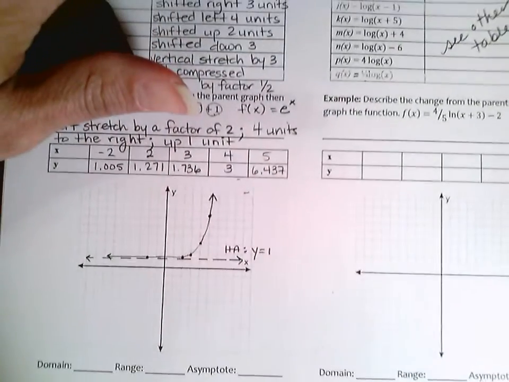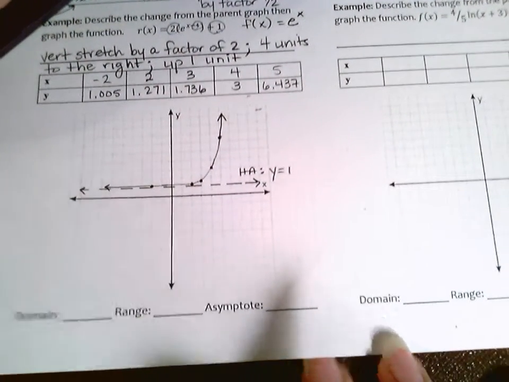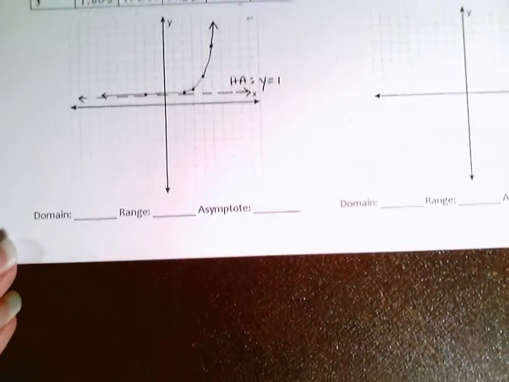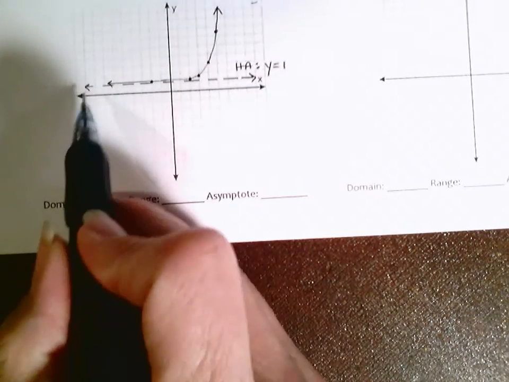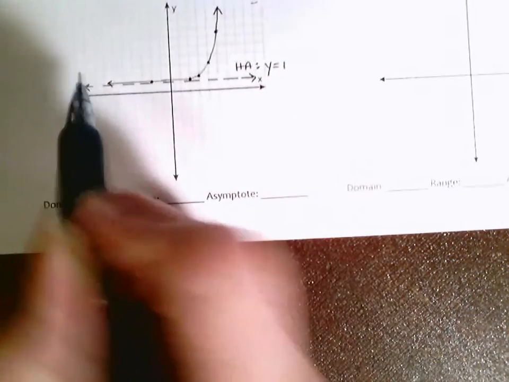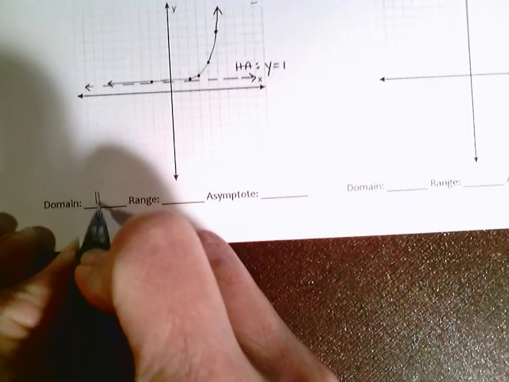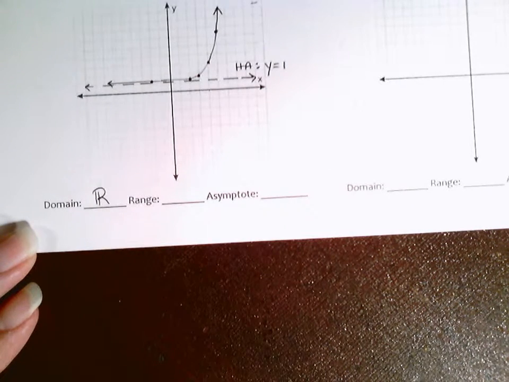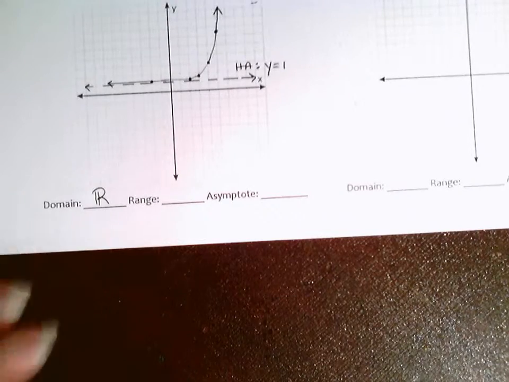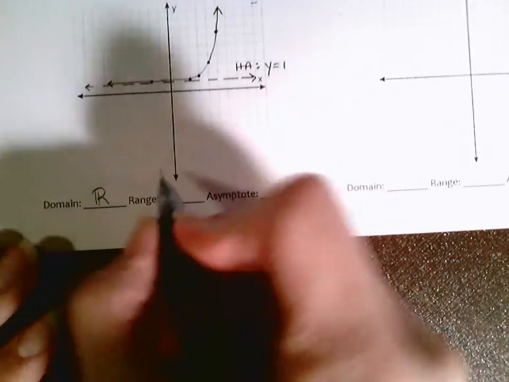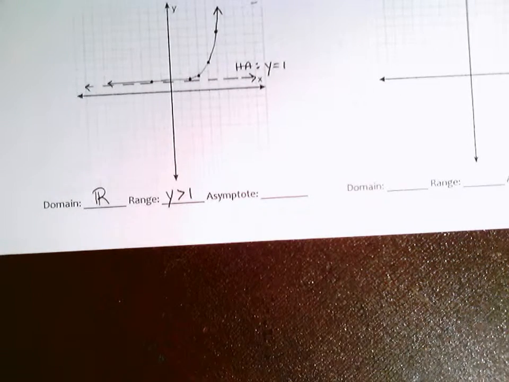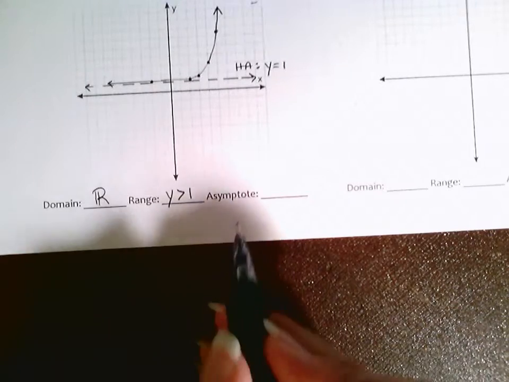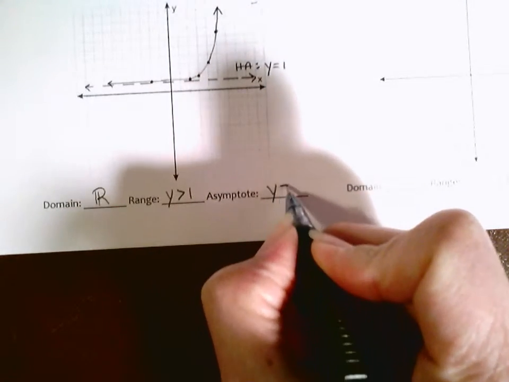So at the bottom, let's go ahead and fill out the characteristics of domain, range, and asymptote. I'm going to straighten this out a little bit more. So the domain values did not change. It's still a smooth graph from left to right, continuous. All the x values are being used. The range now is not y greater than 0. It moved up 1. It's now going to be y greater than 1 because all the y values are above the horizontal asymptote.